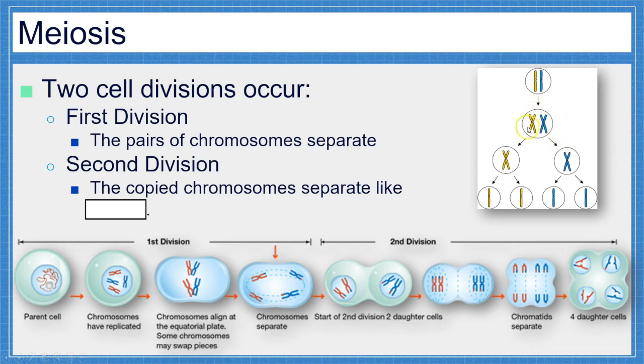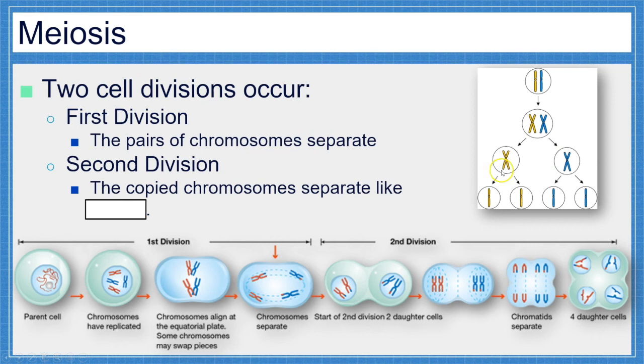What happens here is this cell then goes through the first division in meiosis. And so these 2 chromosomes are a pair. In the first division in meiosis, those pairs are separated. So the copies don't get ripped apart. That's like what happens in mitosis. That's not happening at this point. So the yellow chromosome goes here and the blue one goes here.